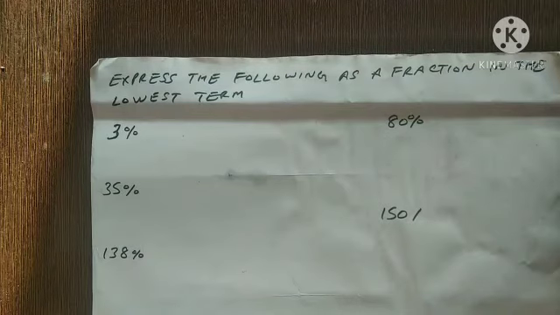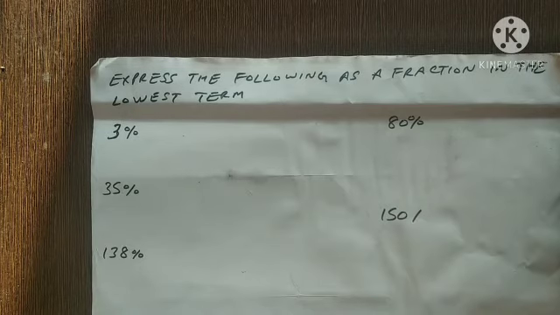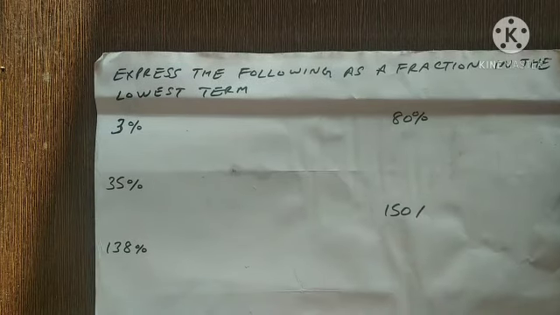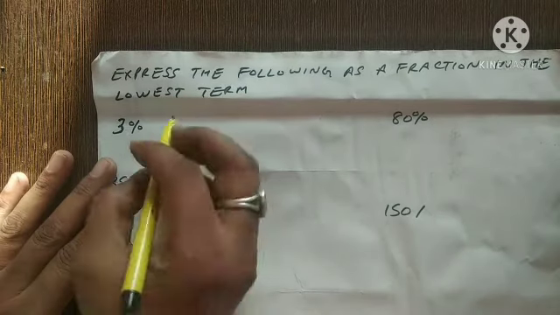Dear student, in this video we are going to learn how to express the following percentage as a fraction in the lowest term. So student, first of all we should come to know what the meaning of percentage is. Percentage means 1 over 100. When the percentage is given, you have to multiply that number by 1 over 100. Okay, so let us see.